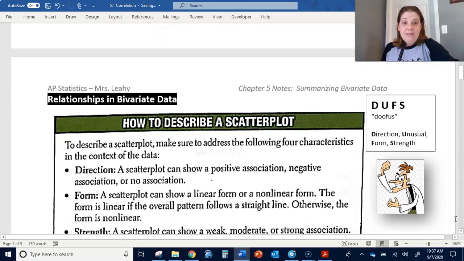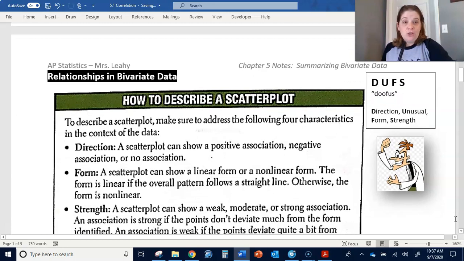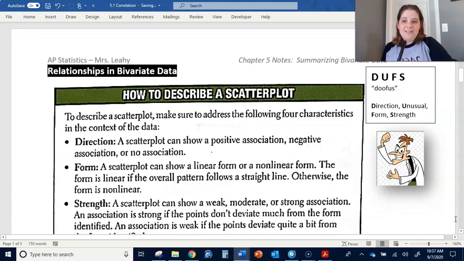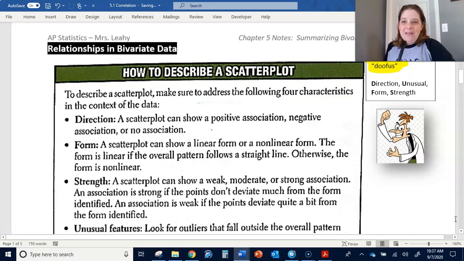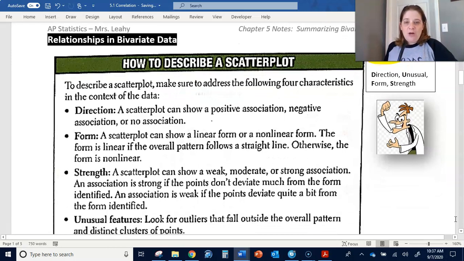Okay. Now, again, when we are talking about relationships, we have this way to describe scatterplots. And I have this little acronym over here that helps me remember, DUFS, D-U-F-S: the direction, anything unusual, the form, and the shape. Okay, so when you make a scatter plot, you always want to look at that. You want to describe what is the direction of it? Is it positive? Is it negative? Is there nothing going on there?